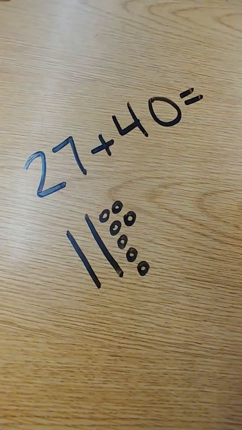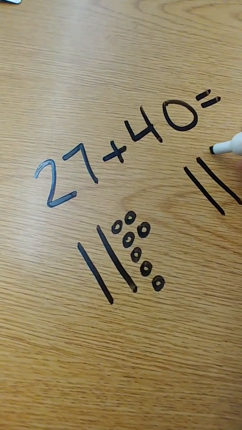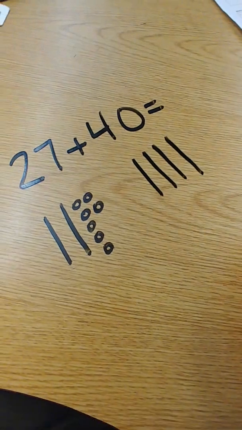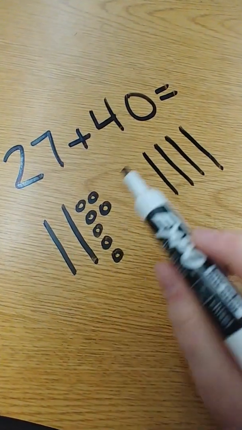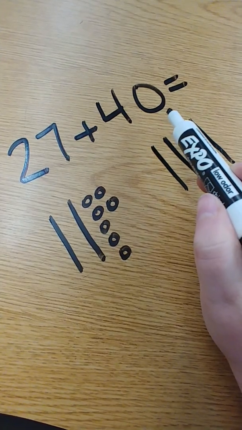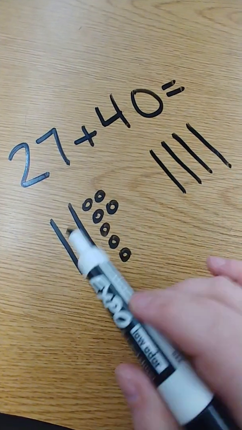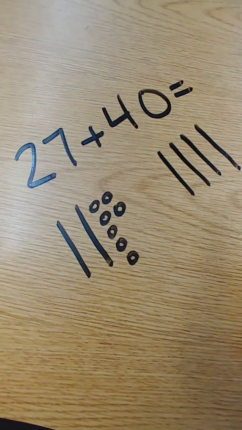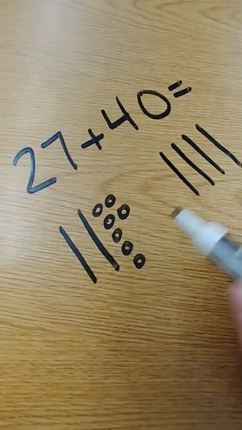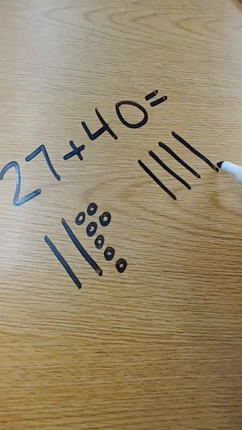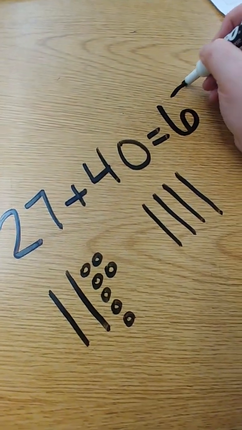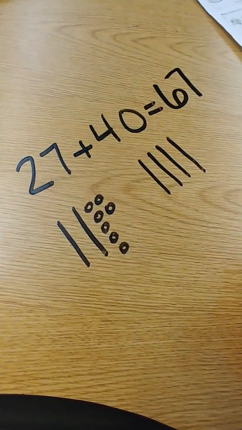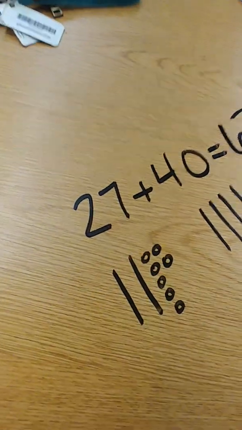Well, 40 doesn't have any ones. So I know that I can represent 40 using only tens. The reason we start adding large numbers with just tens is because I don't have to worry about anything with regrouping or anything like that. I can say 10, 20, 30, 40, 50, 60, and 7 ones makes 67.